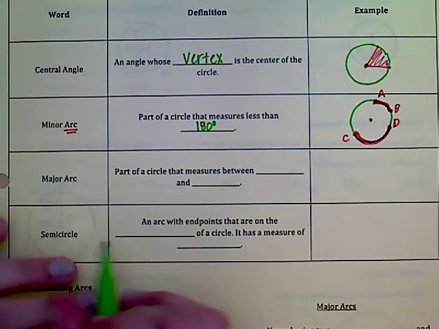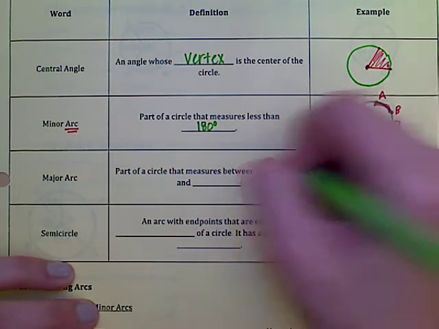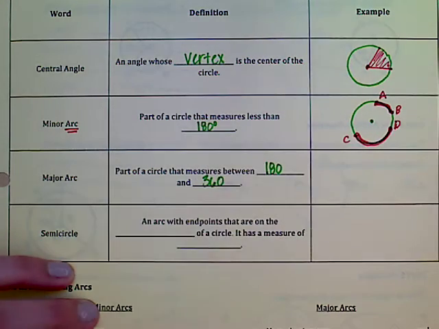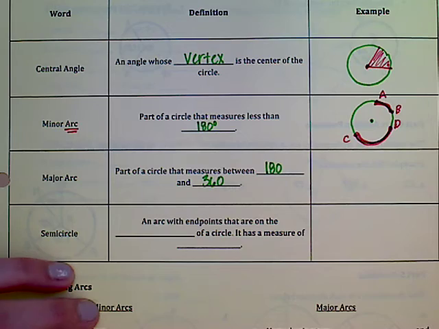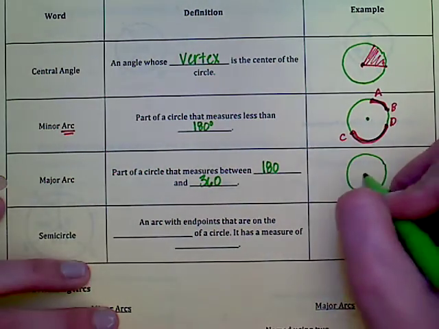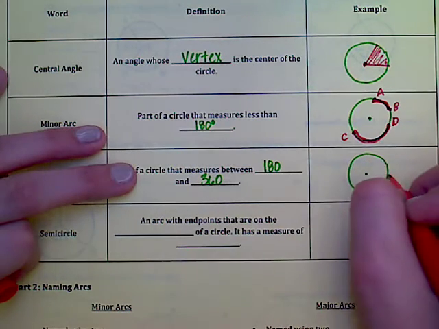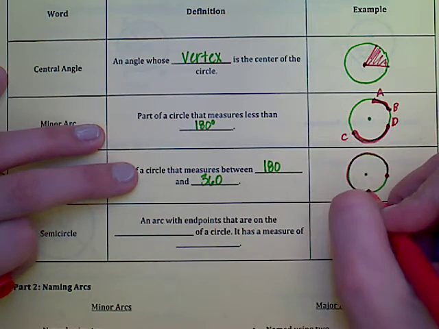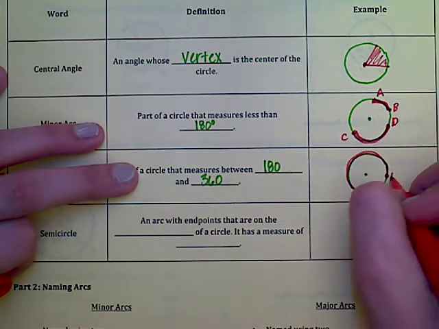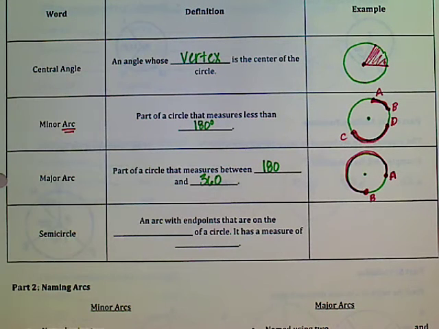The last part is a major arc, or the next part. Part of a circle that measures between 180 and 360. So it's more than half, and of course it's less than the whole circle. So if I draw my circle, a major arc just has to be more than half. So I could maybe go from here all the way around to somewhere like this. So the arc that looks like that, all the way from A to B, is a major arc. Again, it's more than half, but less than the whole circle.